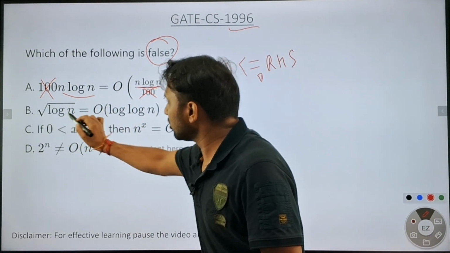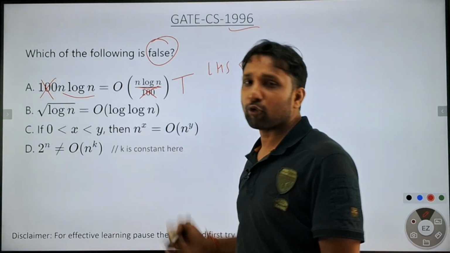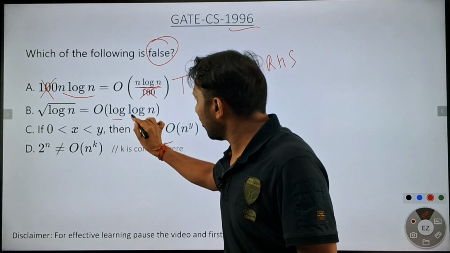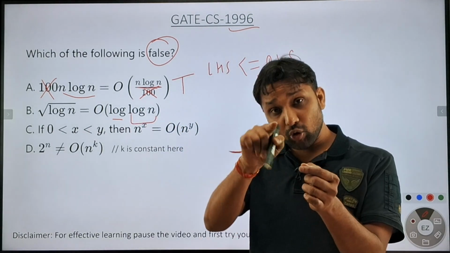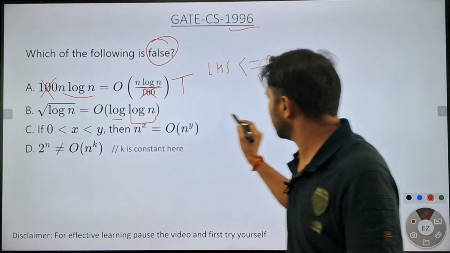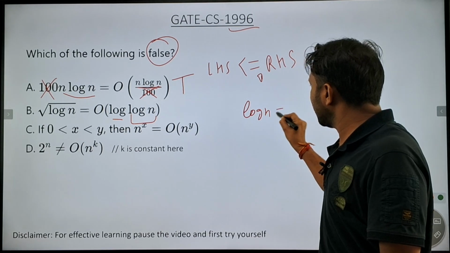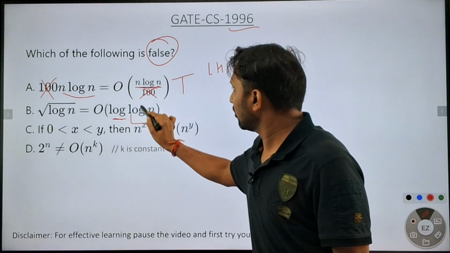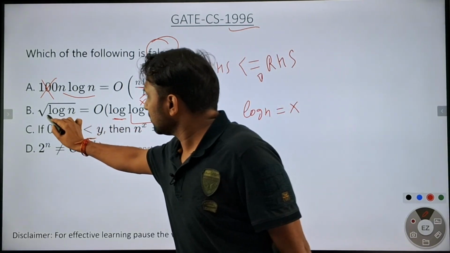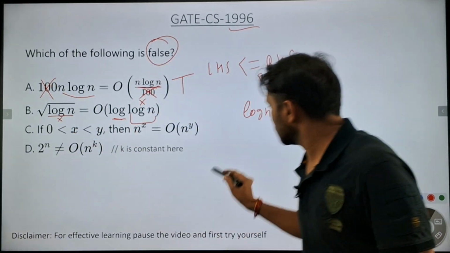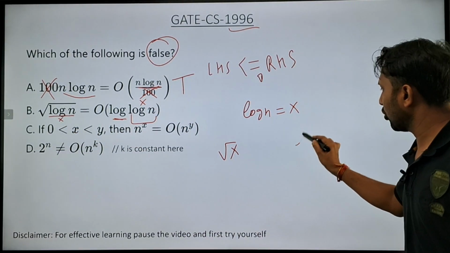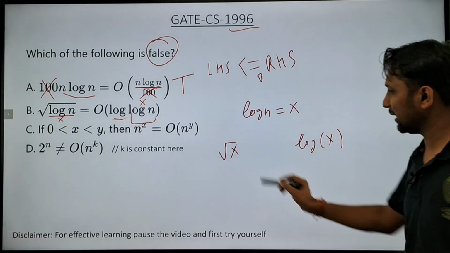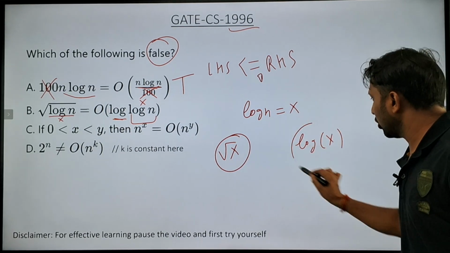Here we have root of log n, and here we have log of log n. You can directly find this out. If you put log n as x, then it is like this: root of x and log of x. Now you know which one is greater and which is smaller. You know that root is greater than log.